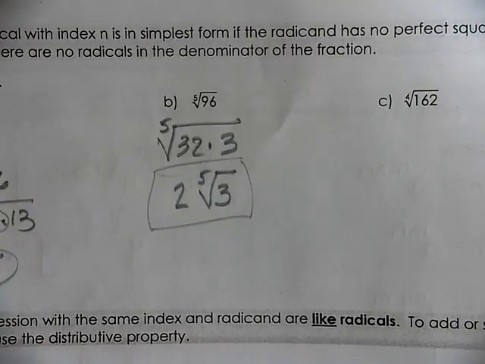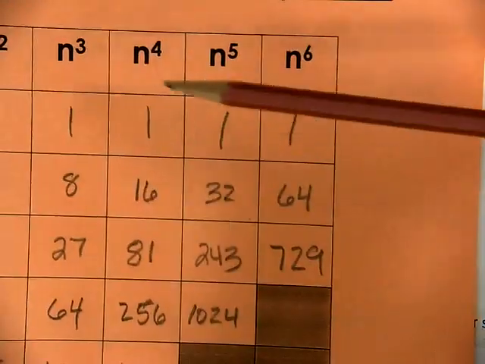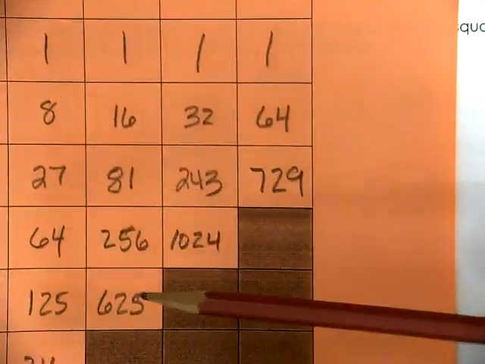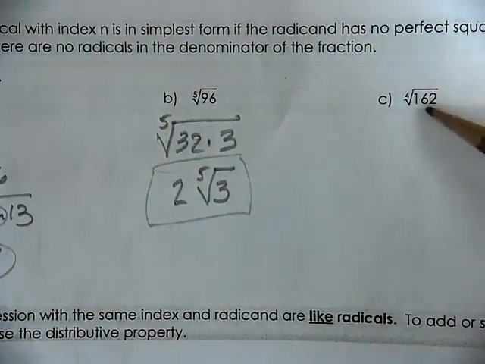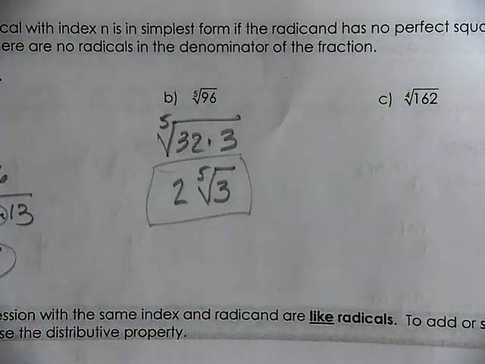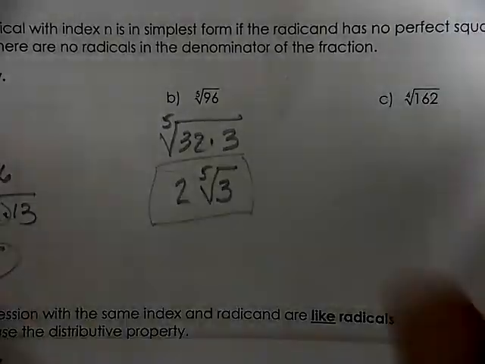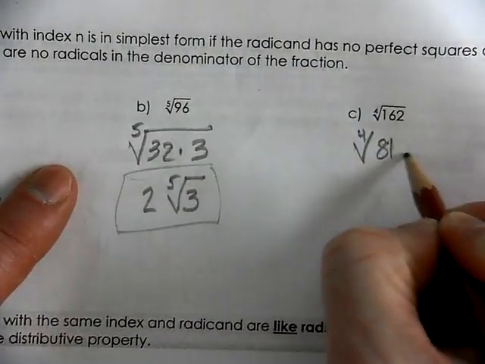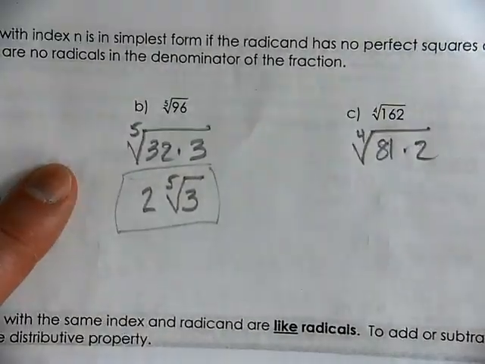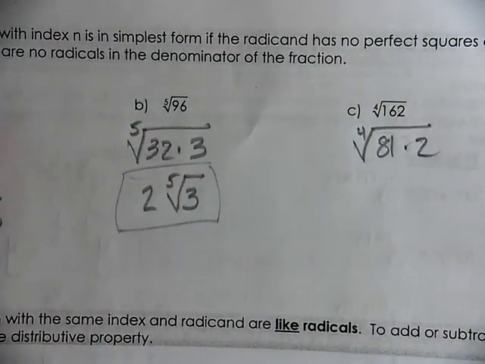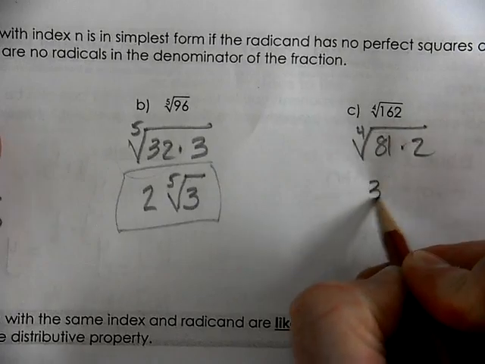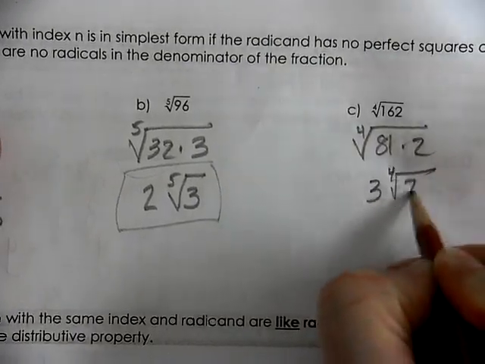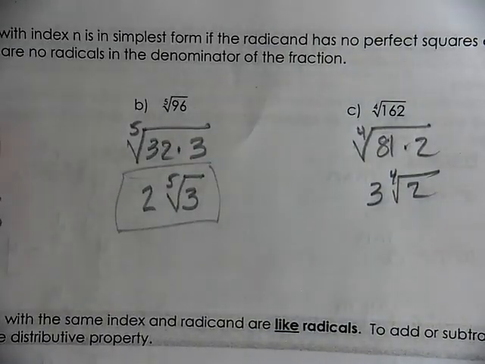The fourth root. Are there any numbers in the fourth root column that go into 162? 81? How many times does 81 go into there? 2 times. So 81 times 2. So what is the fourth root of 81? So we have the fourth root of 2.